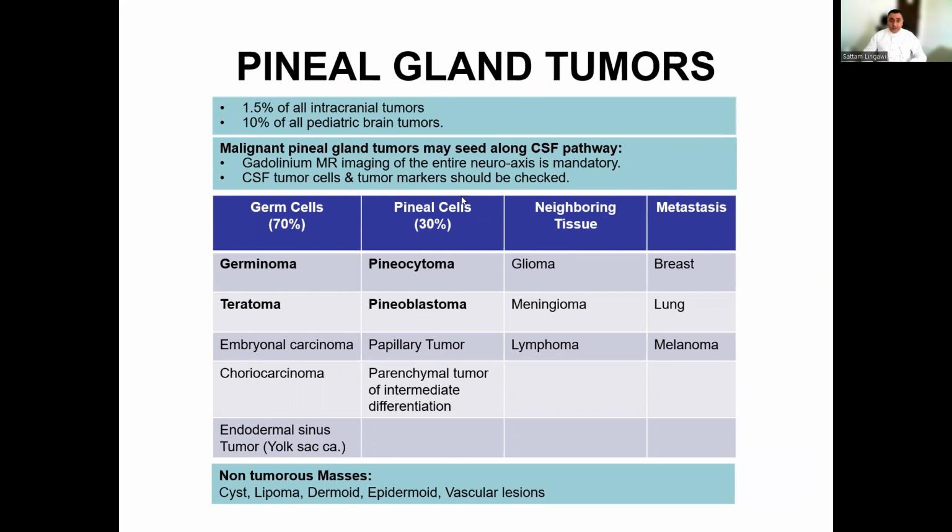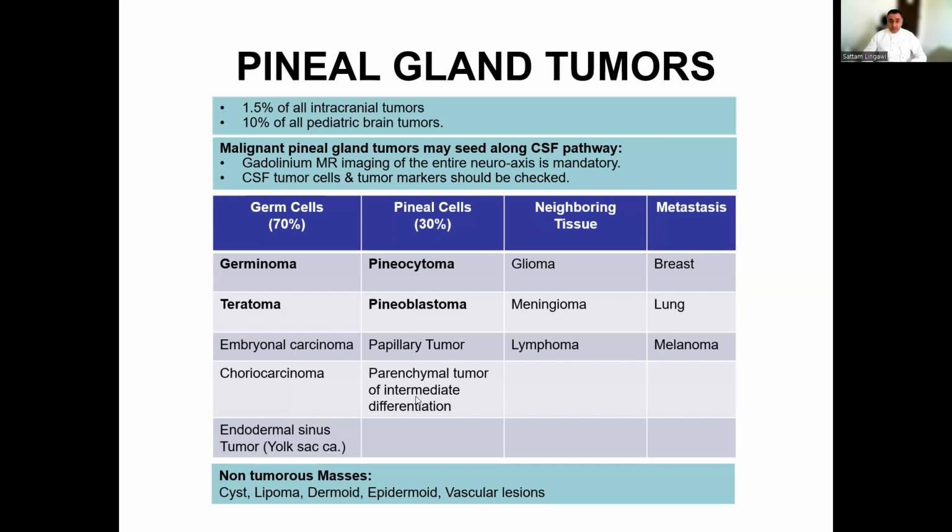However, our main concern in this presentation is about the lesions that are arising from the pineal gland itself, which are mainly germ cell tumors, as they constitute 70% of the tumors. These are mainly germinomas and teratomas, less likely embryonal carcinoma, choriocarcinoma, and yolk sac carcinoma. Pineal cells, whether pineocytoma or pineoblastoma, constitute 30% of the pineal gland tumors, less likely papillary tumors and parenchymal tumors of intermediate differentiation.